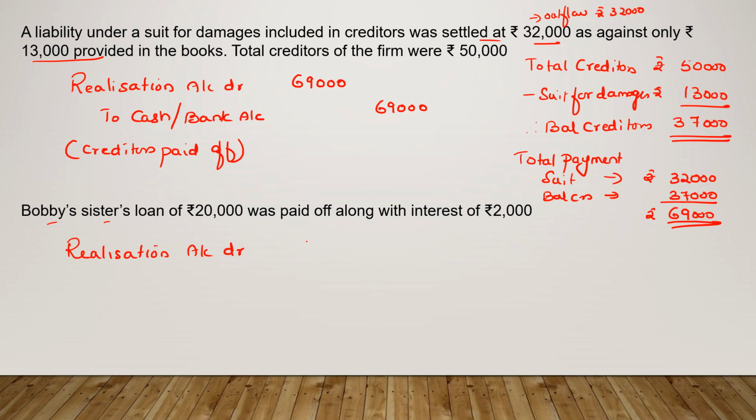Why are we debiting realization account? Because that entire loan and the interest have been credited. Being an outside liability, it has been credited to realization account. Therefore, we have to ensure that the entire amount of the loan and the interest is paid off. So we debit realization account and credit cash or bank account to show the settlement by means of payment. This is for Bobby's sister's loan paid off along with interest.